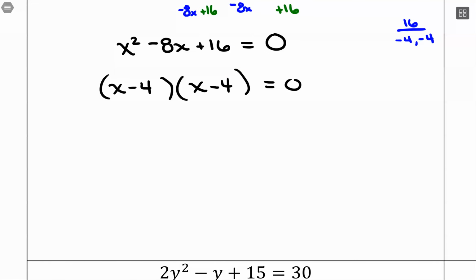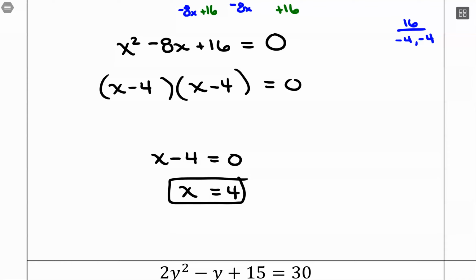Now, this is the stage where we separate, because the idea is that x minus 4 has to equal 0 or x minus 4 has to equal 0. Well, that's the same exact thing, so you only really need to solve one of them. So I'm going to say x minus 4 has to equal 0. So x equals 4 solves this equation. I want to show you another form where we have these multiplying with each other. You might also factor it and just write it as x minus 4 squared equals 0, and that works as well.